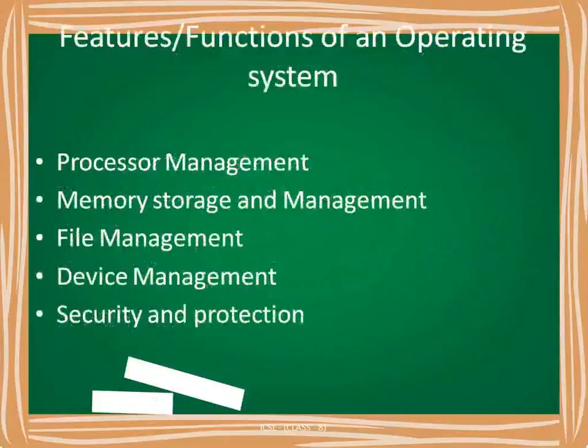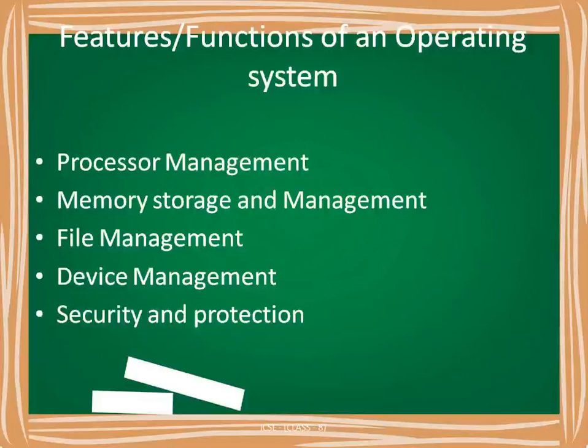Features and functions of an operating system. Here some features are noted. The first one is processor management. Processor management means what? It is one of the most important functions of an operating system. Whatever data we are sending to the system, all the data gets processed. That work will be done by the processor in a system. The operating system ensures that each process or application receives enough time for the processor to function properly.